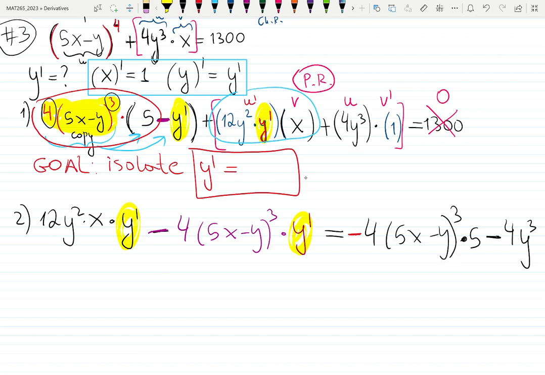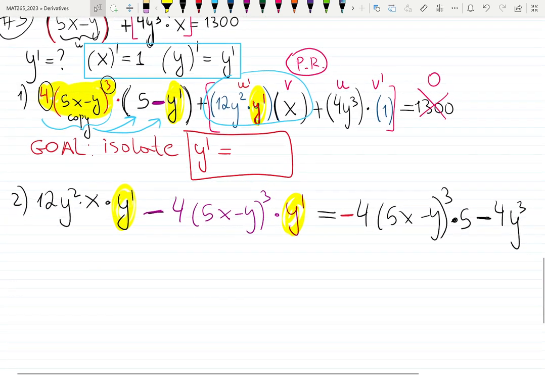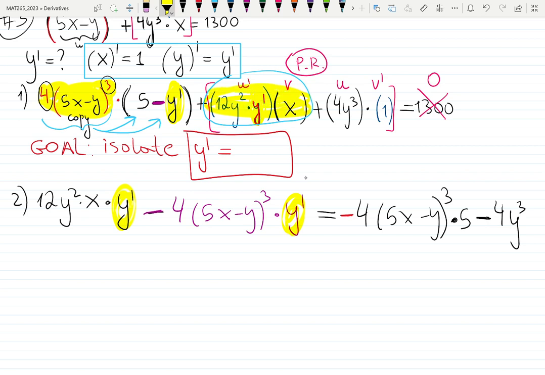So let me not circle this. Whatever is in yellow we keep on the left. Whatever is not in yellow, maybe like this. Whatever is in yellow stays on the left. Whatever is not in yellow moves to the right. Make sense? You're almost done with the answer.